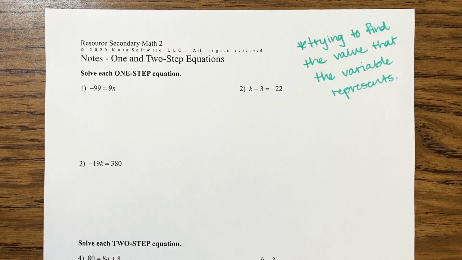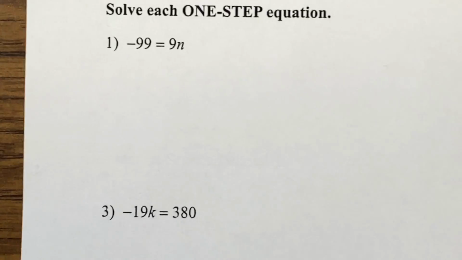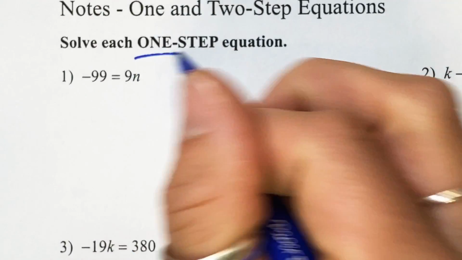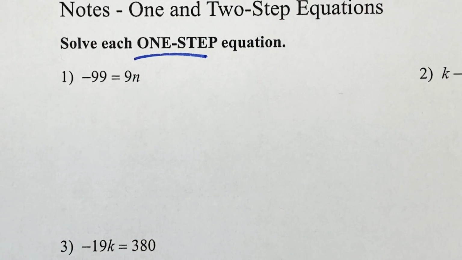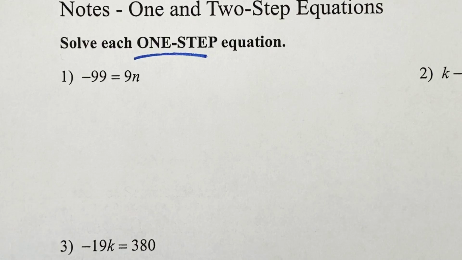Okay, so let's zoom in to number 1. Let's get right into our examples, okay? So 1 through 3 are one-step equations. So knowing that these guys are one-step equations, how many things are we going to have to do, or how many steps, hint, hint, are we going to have in order to find what our variable is?